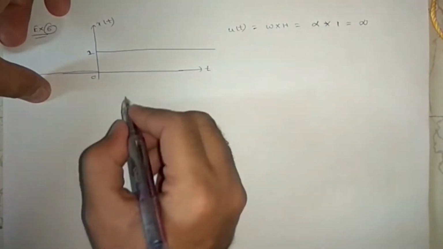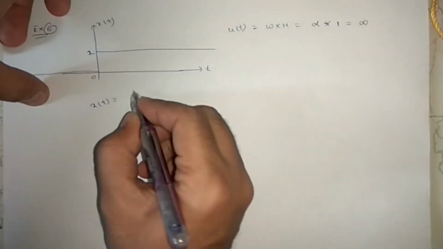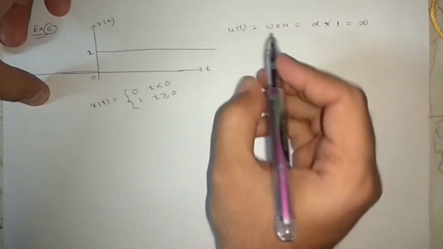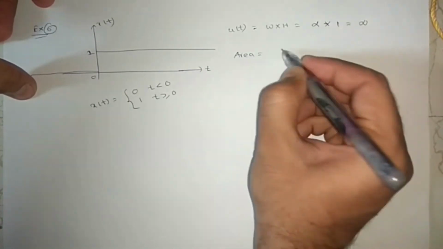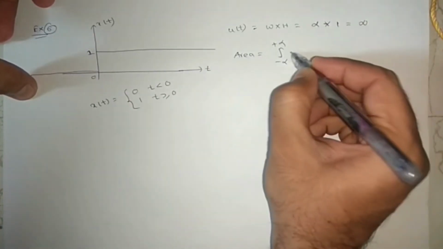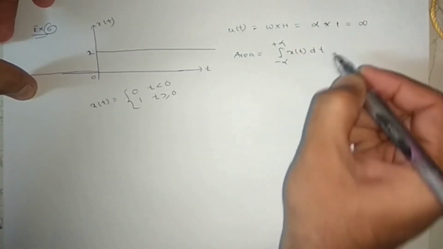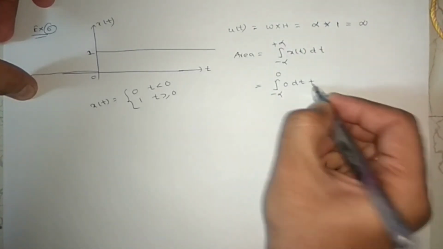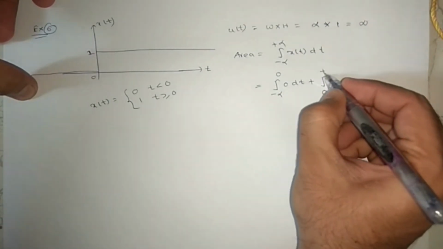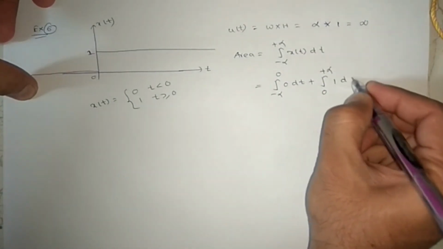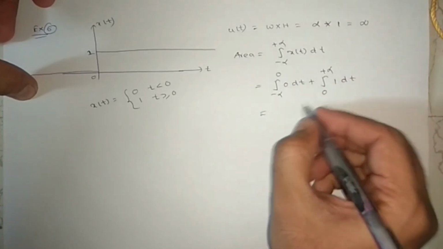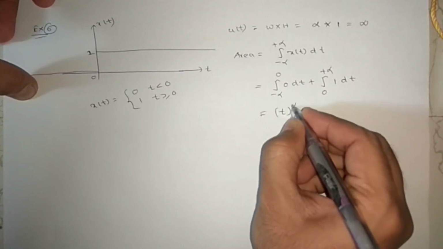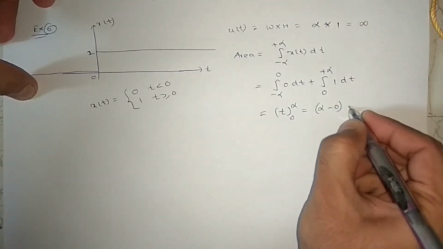Or this x of t signal is given as 0 for t less than 0 and 1 for t greater than or equal to 0, right? So area is the integral from minus infinity to plus infinity of x of t dt. So minus infinity to 0 of 0 dt, plus 0 to plus infinity of 1 dt. So this is 0, this is 1, t, from 0 to infinity, and infinity minus 0 is infinity.